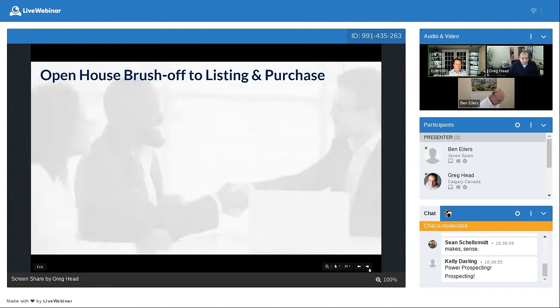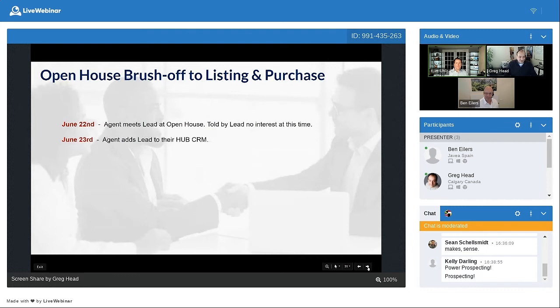Okay, here's another example. I'm not going to go through the detail of the dissection, but real quickly, here's an example from an open house brush off to a listing and purchase. So June 22nd, the agent meets a lead at an open house. Told by the lead they're not interested. And what does a no today typically mean? Is a no today a no forever? Well, let's see.